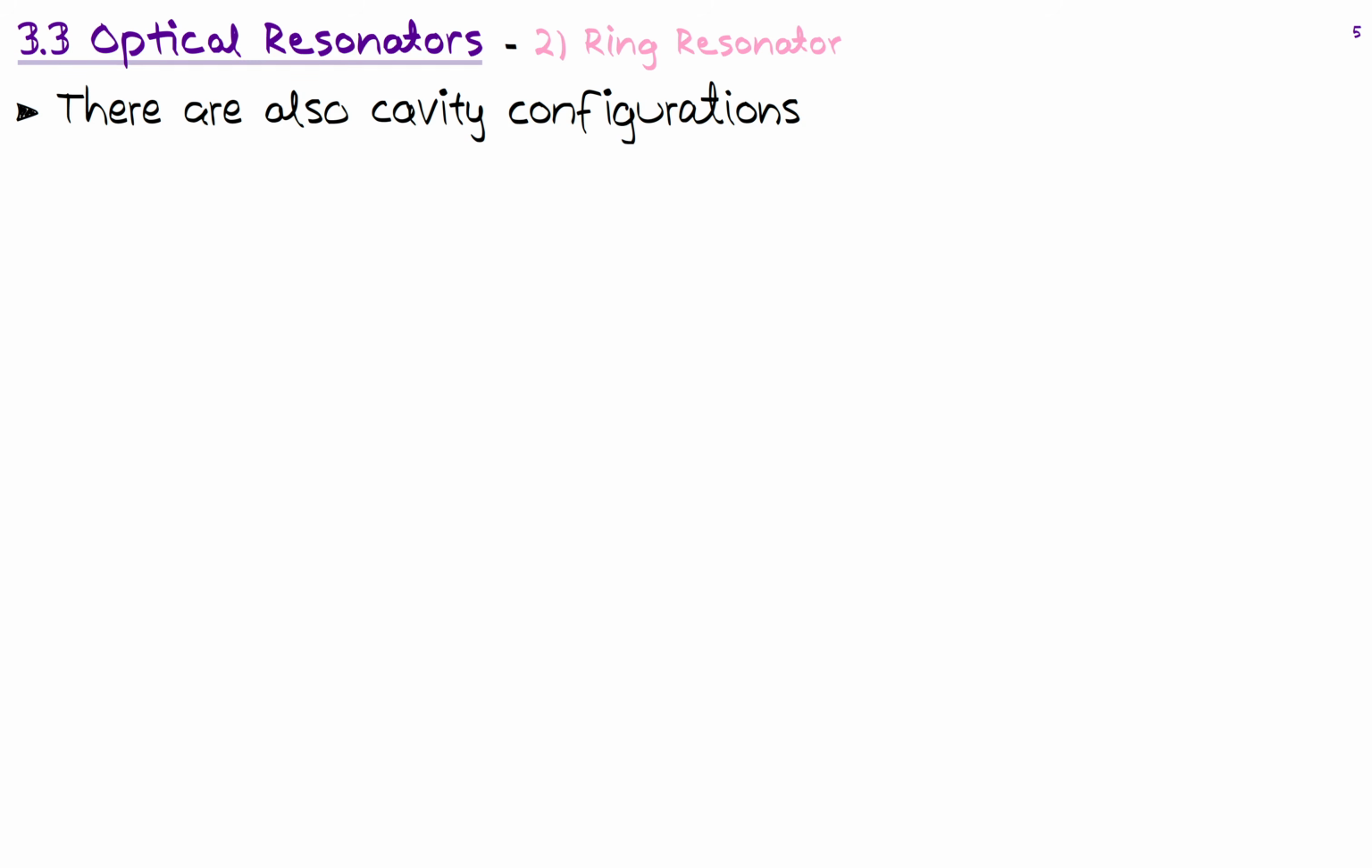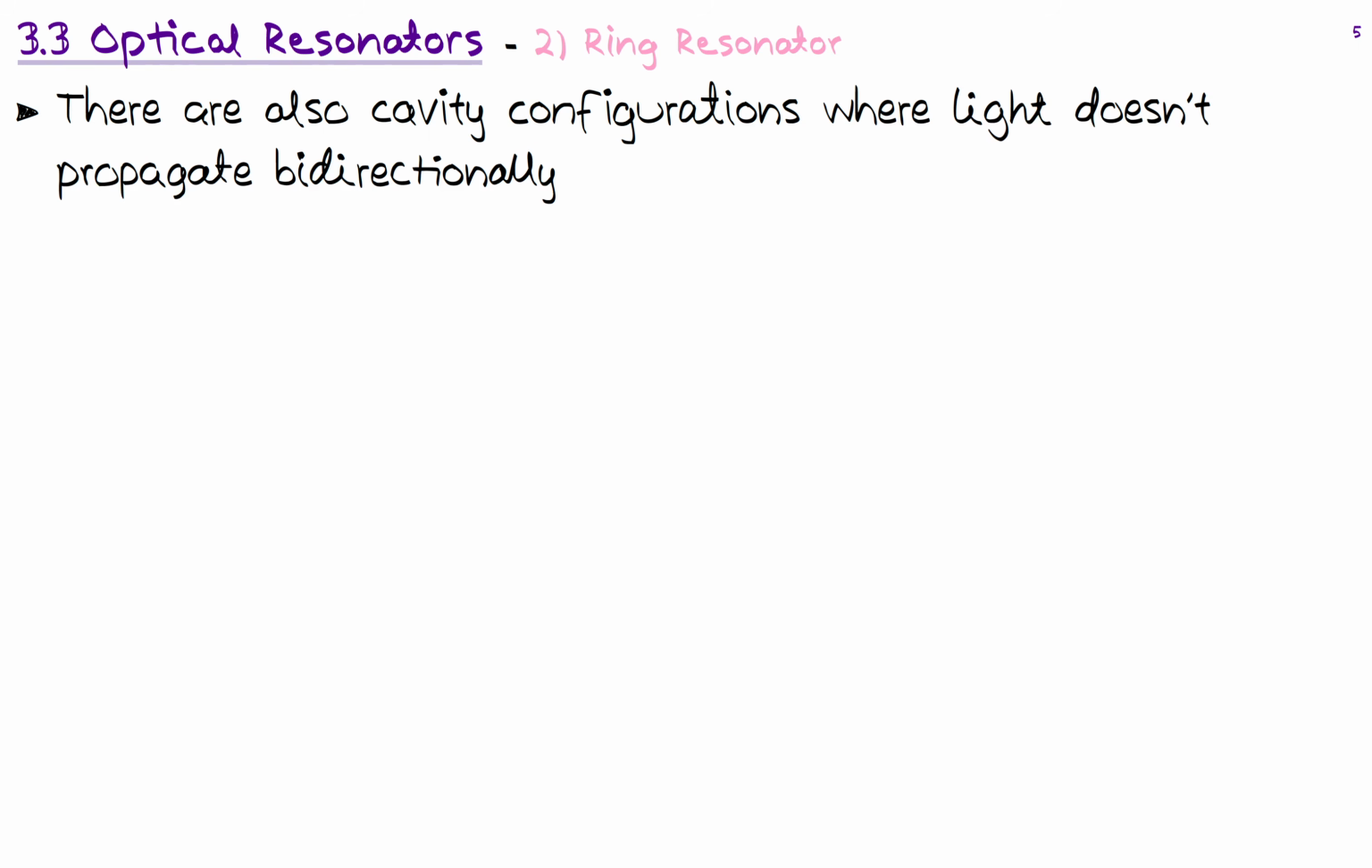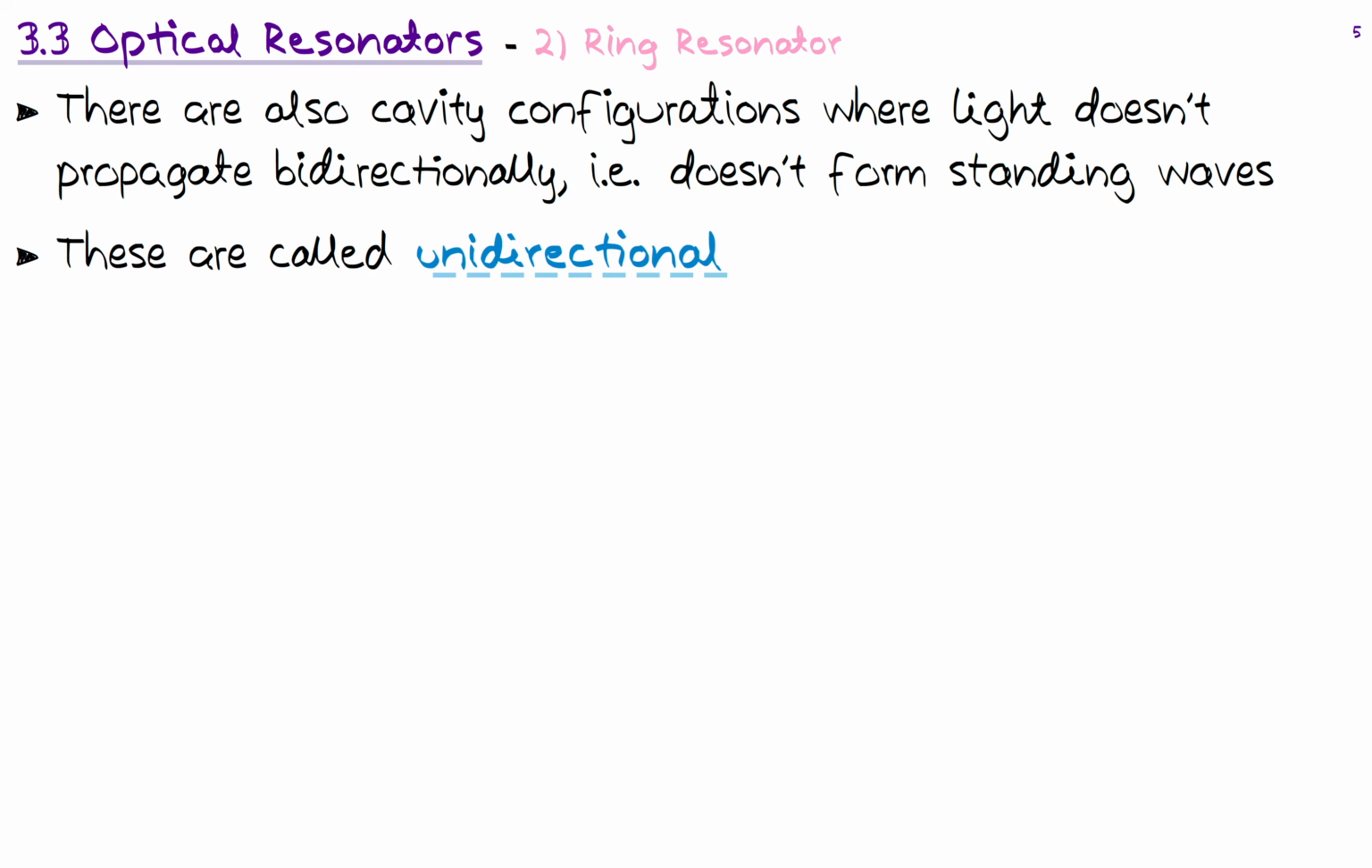Ring resonators will be the second configuration. There are also possibilities that the cavity configuration is not forming a standing wave, but rather light propagates unidirectionally and not bidirectionally. So it doesn't form standing waves. And these kinds of cavities are called unidirectional.